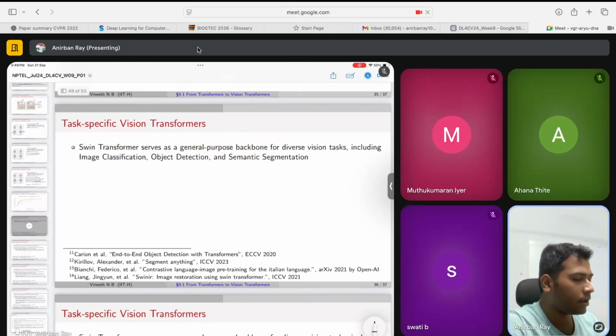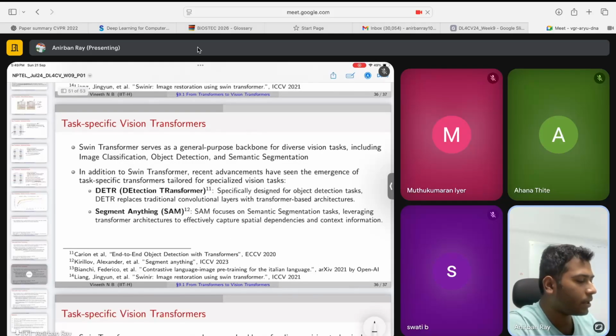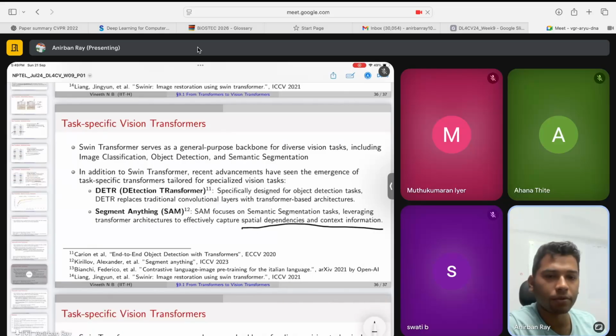Task specific vision transformers. Swin serves as a general purpose backbone for diverse vision tasks. In addition to the Swin transformer, recent advancements have seen the emergence of task-specific transformers designed for various vision tasks. That is, the detection transformer, DETR, especially designed for object detection tasks, which replaces the traditional convolutional network with a transformer-based architecture. Segment Anything, SAM, focuses on segmentation tasks, leveraging the transformer architecture to effectively capture spatial dependencies and context information. It was proposed by Meta.